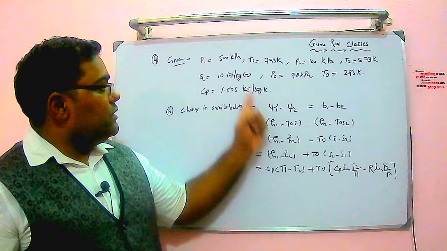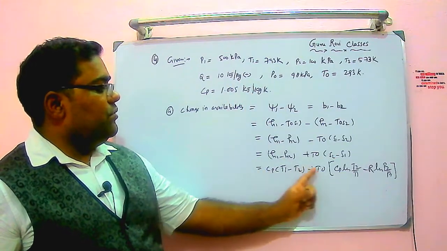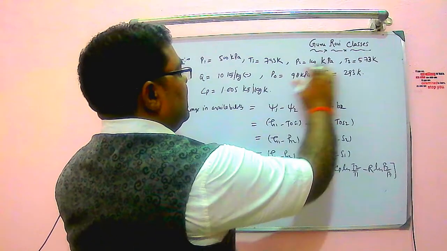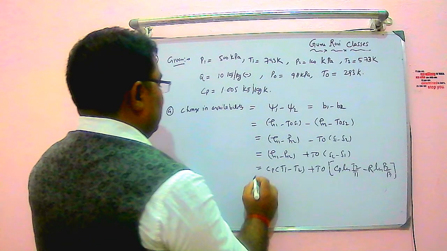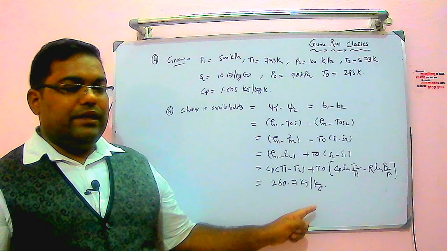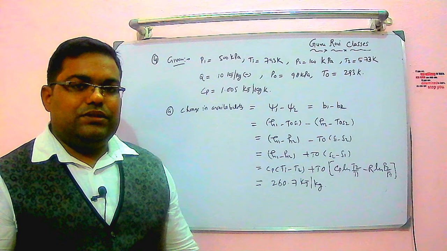Now look at what you know. You know T1, T2, Cp, T naught, and P2 by P1, T2 by T1. Everything is given here, just substitute. That will give the change in availability, which comes to around 260.7 kilojoule per kilogram, on a per unit mass basis. So the change in availability is over.